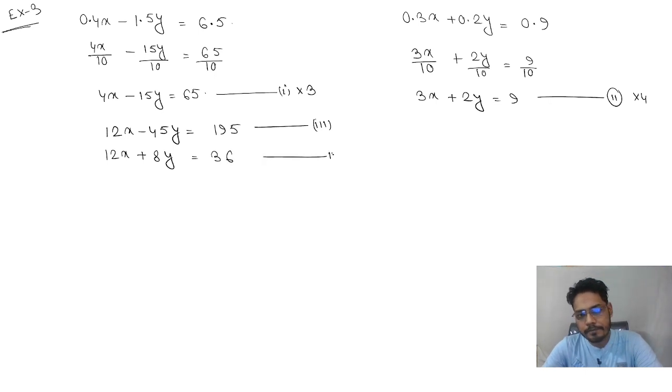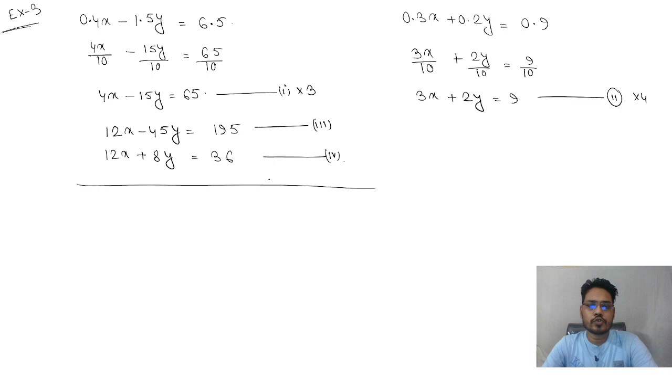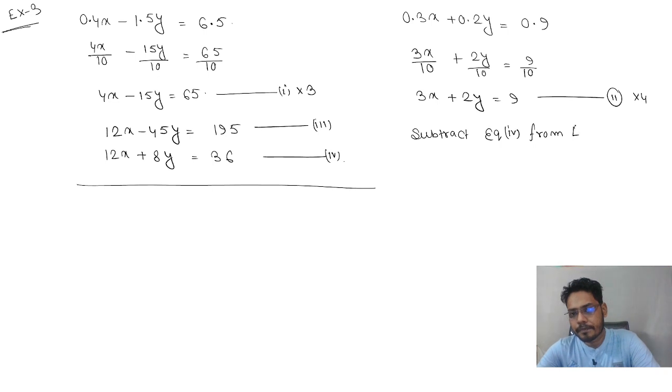Now you can do one thing, subtract it. So we subtract equation number 4 from equation number 3. If you subtract this, what will you get? Just subtract, change the sign, change the sign. So plus 12x, now it is minus 12x, cancel out. 45 and 8, what will be the answer? So it is now minus 8y, and it is already minus 45y, so minus 53y is equal to 195 minus 36.